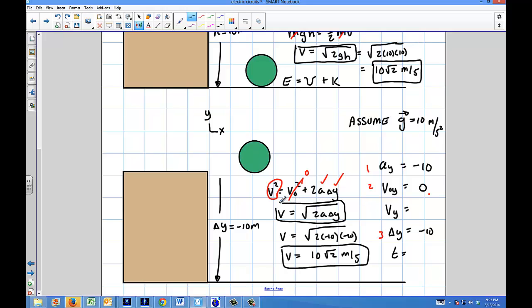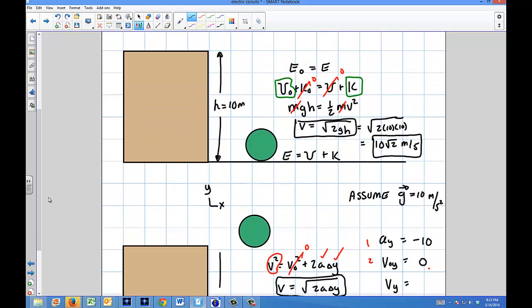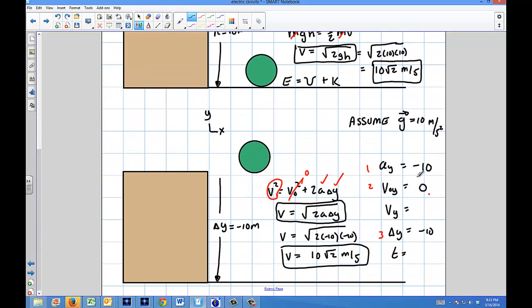In the case of this, it's definitely easier to use energy, right? Much easier, right? But if I wanted to find time, if I wanted to find an angle, that's where the kinematics come in handy. So in this simple one-dimensional case, energy was easier, but when you use kinematics, you get the same thing.